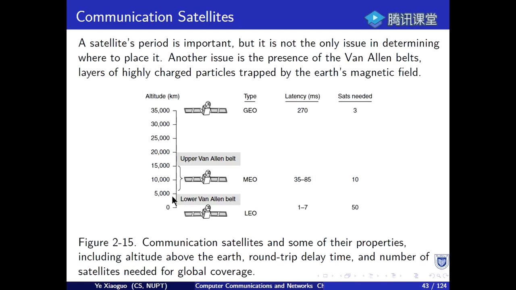This range of altitude is called LEO, this range is MEO, medium Earth orbit, and this range is called GEO. They have different latency of data communication. The number of satellites needed for global coverage is specifically 3, 10, and 50. Three GEO satellites can be used for global coverage, covering the surface of the Earth.